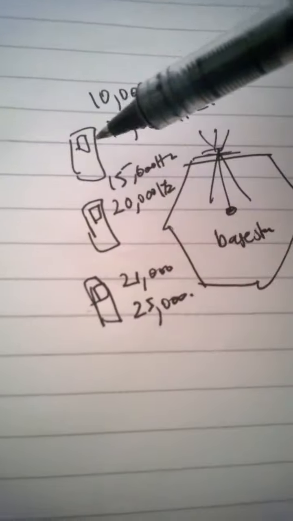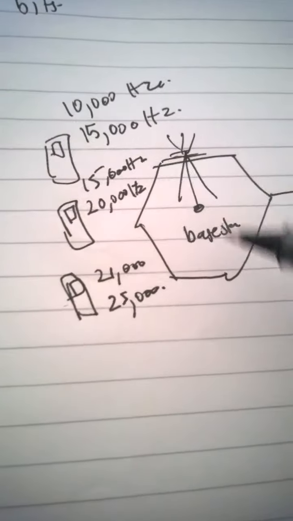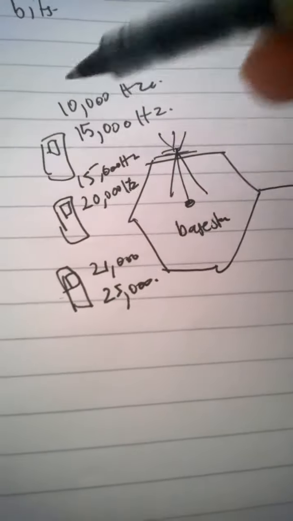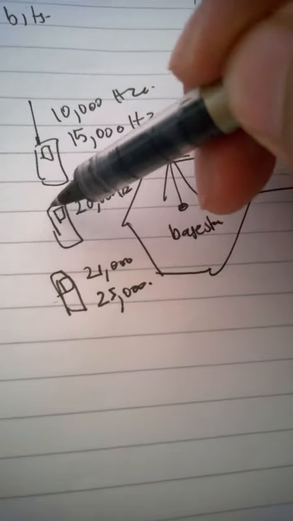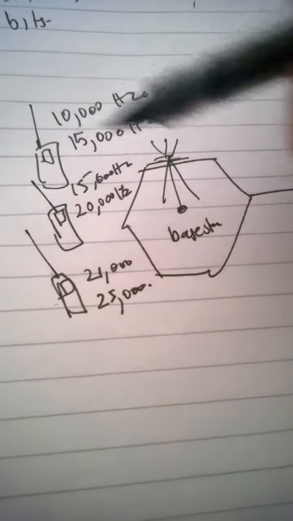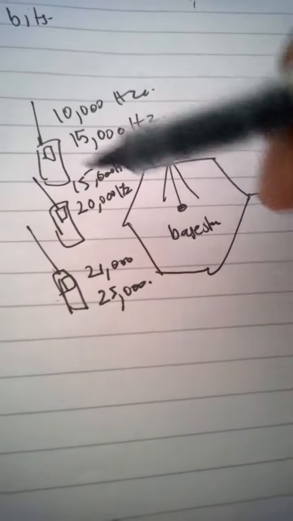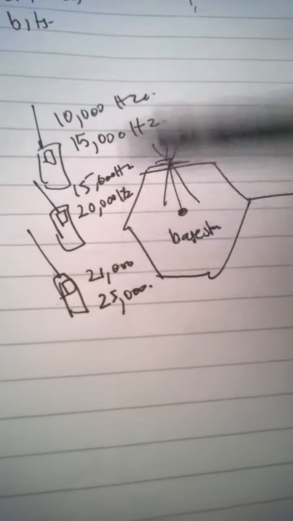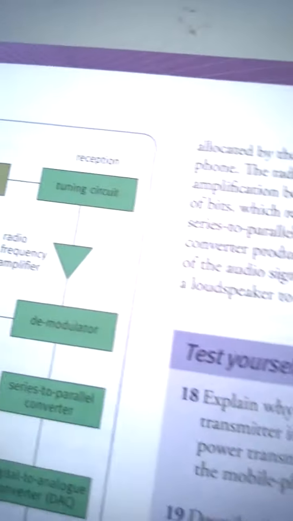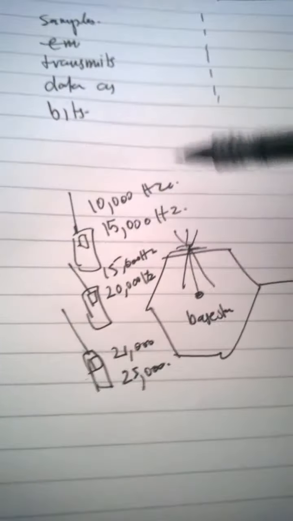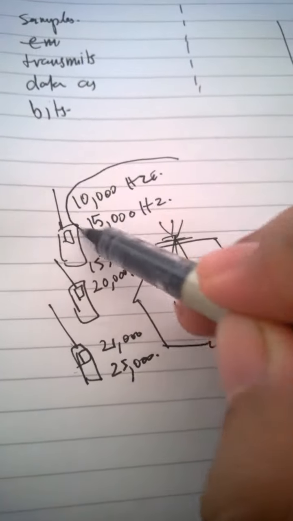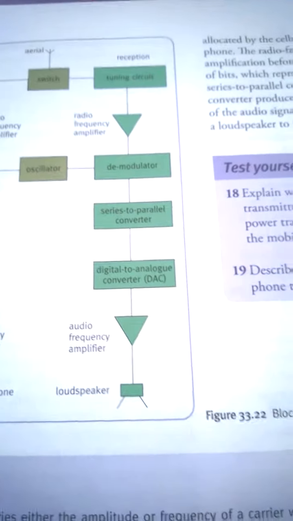Of course, because they're in the same base station, they'll all be receiving through their aerial. Let's just assume that they were old phones. They have these aerials, and they're catching all these frequencies. But what the tuning circuit does is that it selects the frequency that is allowed to be picked up by the PC.